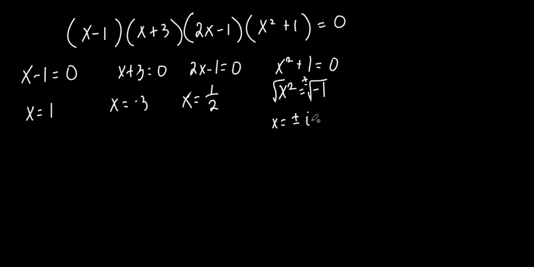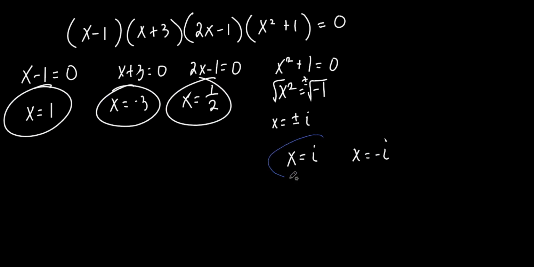There's my 2 answers. So how many do I have? I got 1, 2, 3, how many? 4, 5, right? Because I got a plus i. If you wanted to, you could say x equals positive i and x equals what? Negative i. So there's 1, there's 2, there's 3, 4, and 5. And there you go.